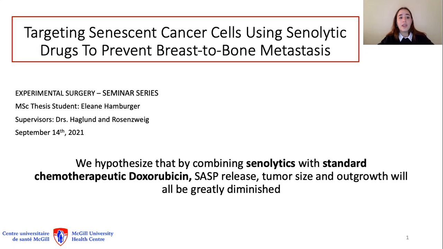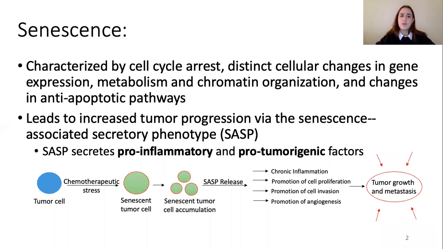And today I will be talking about targeting senescent cancer cells by using senolytic drugs in order to prevent breast-to-bone metastasis. We hypothesize that by combining senolytics with the standard chemotherapeutic doxorubicin, SASP release, tumor size, and overall outgrowth will be greatly diminished. So what is senescence and why are we targeting this?